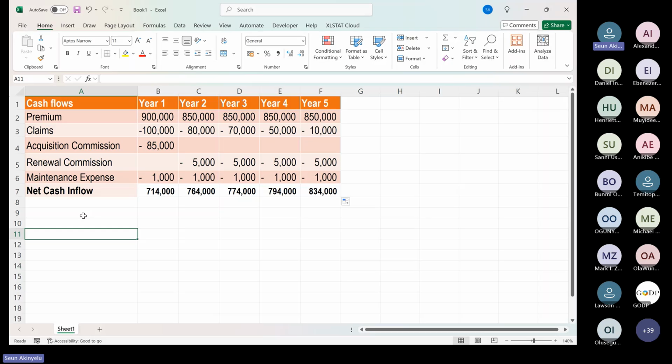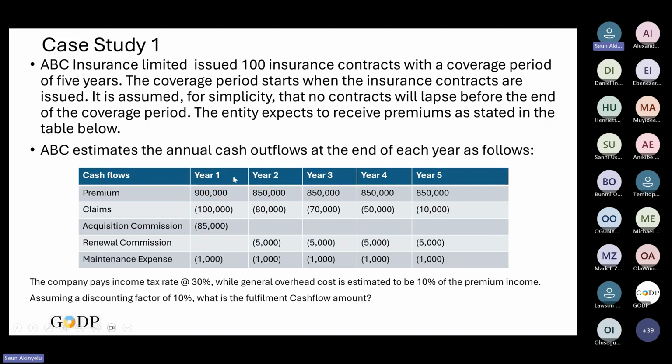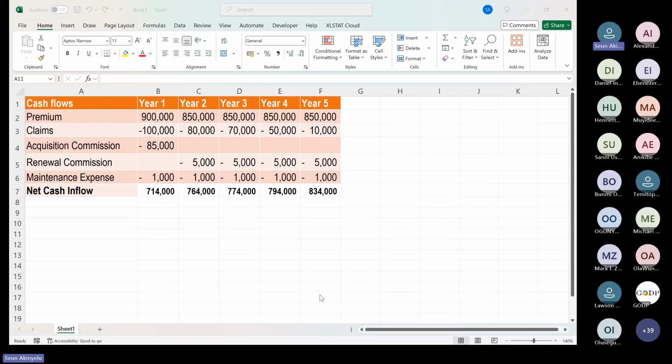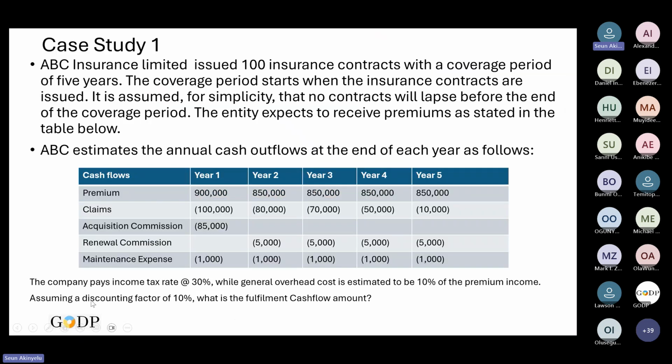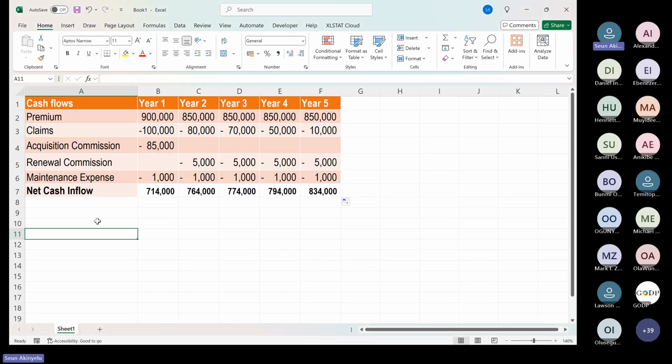Okay, so the next thing is how do we discount it? Let me ask you a question. What do you think I should use to discount it? I've said here that, assuming a discounting factor of 10%, I will still teach you how to calculate the rates. I will try as much as I can to teach you how to use bottom up and top down approaches to calculate the interest rate. So let's assume a discounting factor of 10% in this simple case.